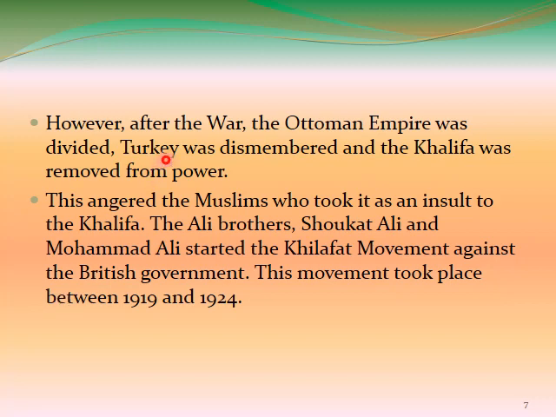Despite the assurance by the British, after the war, the Ottoman Empire was divided. Turkey was dismembered and the Khalifa was removed from power. This angered the Muslims, who took it as an insult to the Khalifa. The Ali brothers, Shaukat Ali and Muhammad Ali, started the Khilafat movement against the British government. This movement took place between 1919 and 1924.